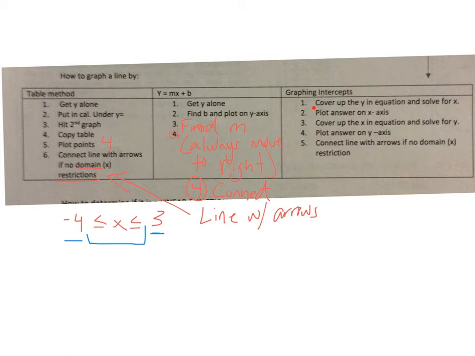Let's talk about graphing intercepts. We didn't cover graphing intercepts in class too often, because these two ways are very simple as it is. However, if you do find the x and the y-intercept, you can go ahead and just draw your line through those 2 points. So cover up the y in the equation and solve for x. Plot the answer on the x-axis. Cover up the x in the equation and solve for y. Plot the answer on the y-axis. Connect the line with arrows if there is no domain restriction.